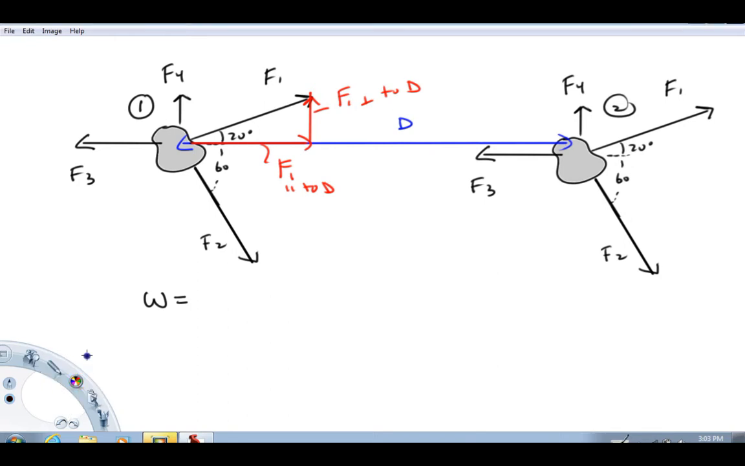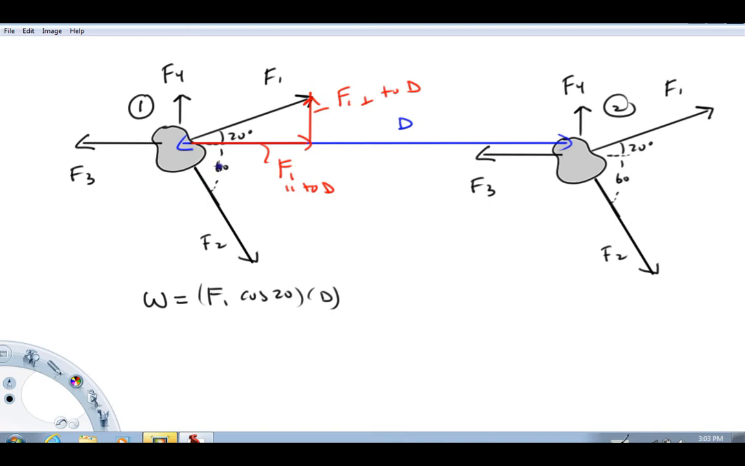So the work done by F1 as this object moves from 1 to 2 is equal to F1 cosine 20 times D. The F1 cosine 20 gives me the component of F1, the component of this force vector that's in the direction of displacement. The work term is positive because that component points in the direction of motion. So this term, F1 cosine 20 times D, represents the work done by force 1 as this particle right here moves from 1 to 2.